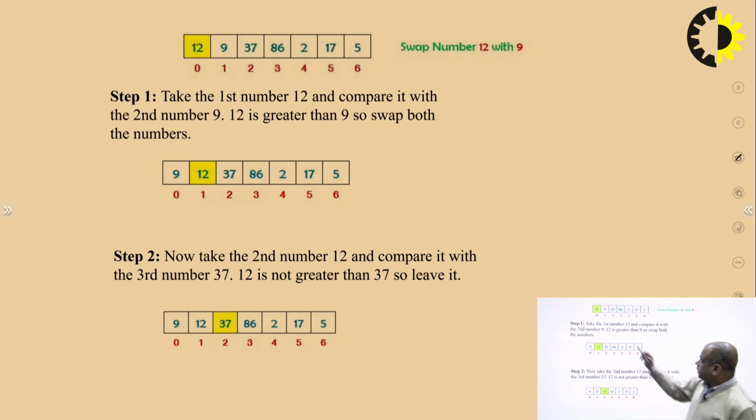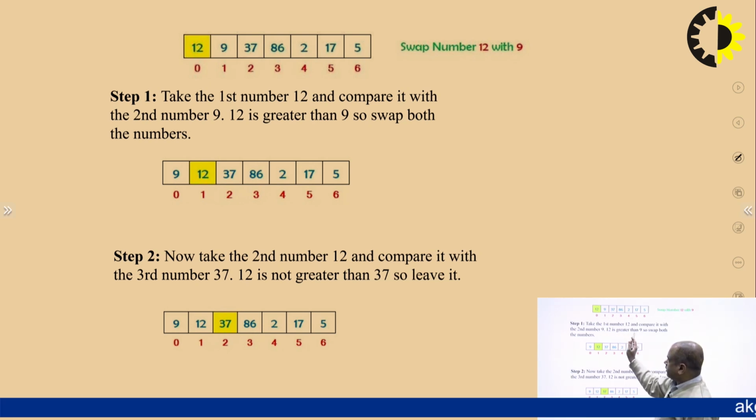So here, in the first step we will take number 12 and compare it with the second number 9. 12 is greater than 9, so we will swap the numbers. So the new array will be formed: 9, 12, 37, 86, 2, 17 and 5. Up to this no change will be made, only on these two elements.